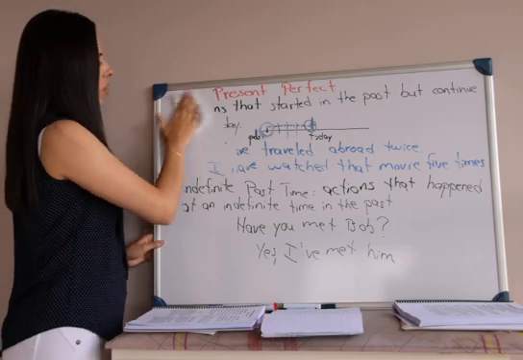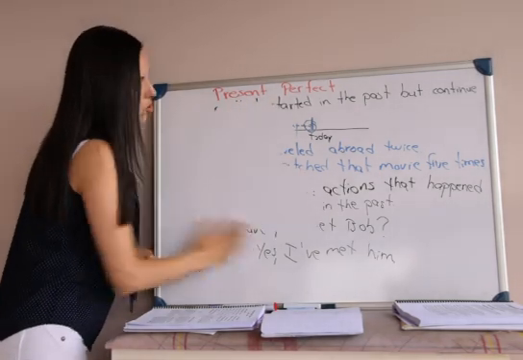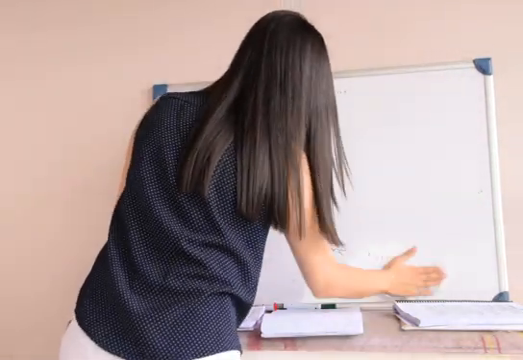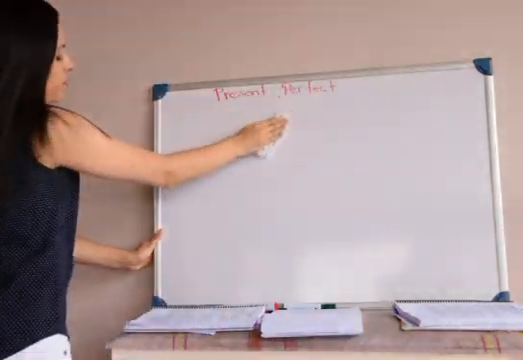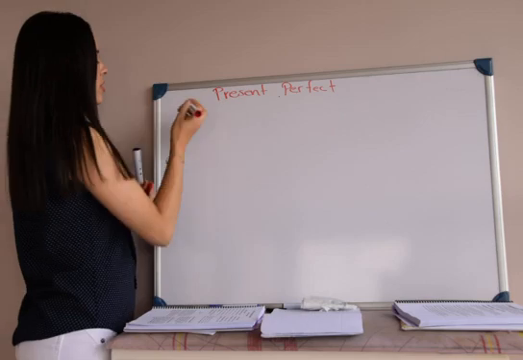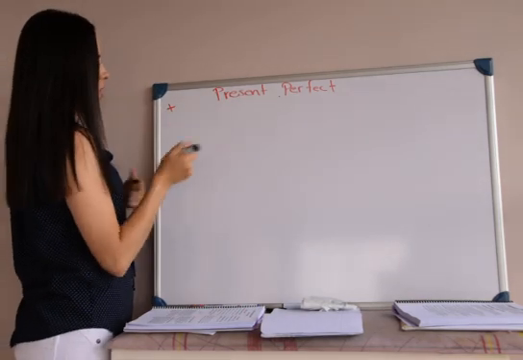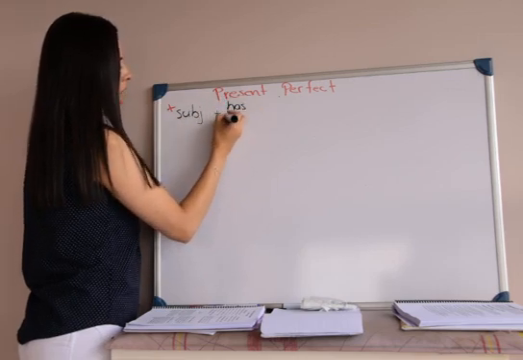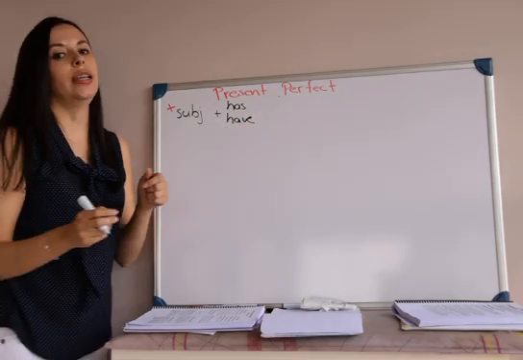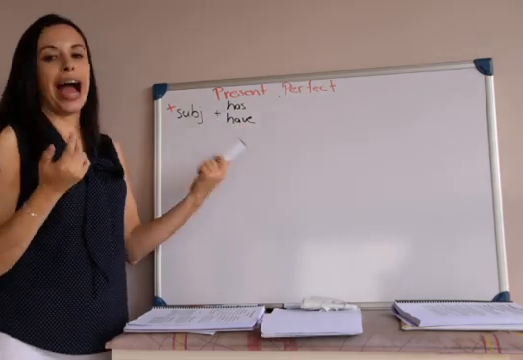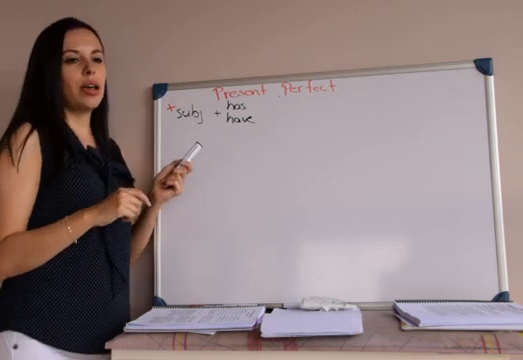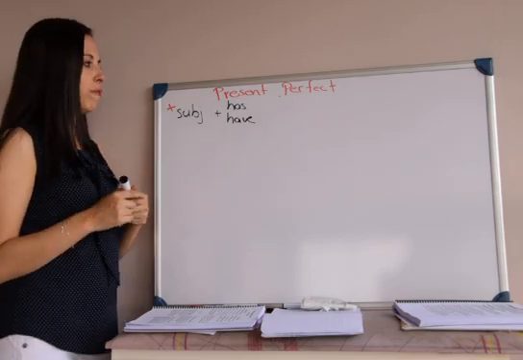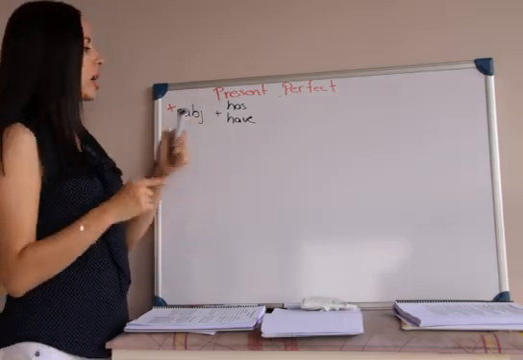Okay, so those are the two main uses of the present perfect. Now I'm going to show you or teach the formulas that we use to create sentences in present perfect. So for affirmative sentences, we have subject plus has or have. This is the auxiliary that we use for the present perfect, the verb have. So remember that depending on the subject, if we have he, she, or it, we use has. For you, they, we, and I, we use have. But for he, she, and it, third person singular, we use has.